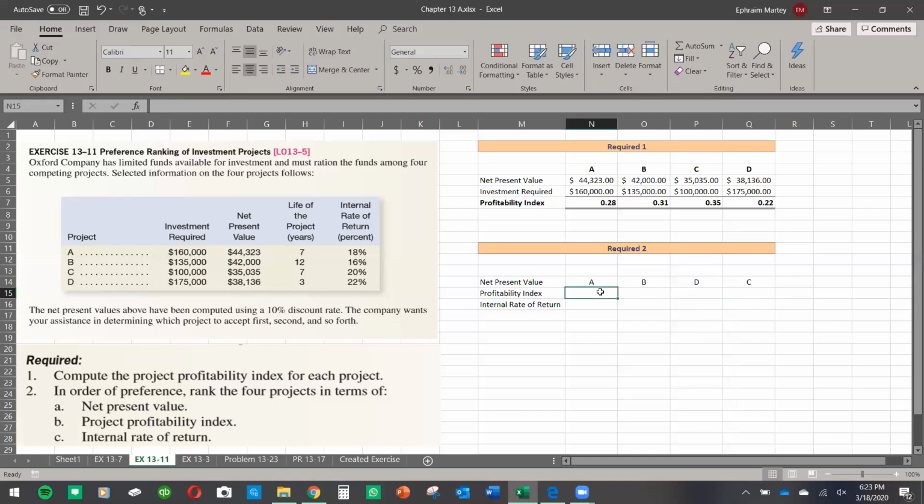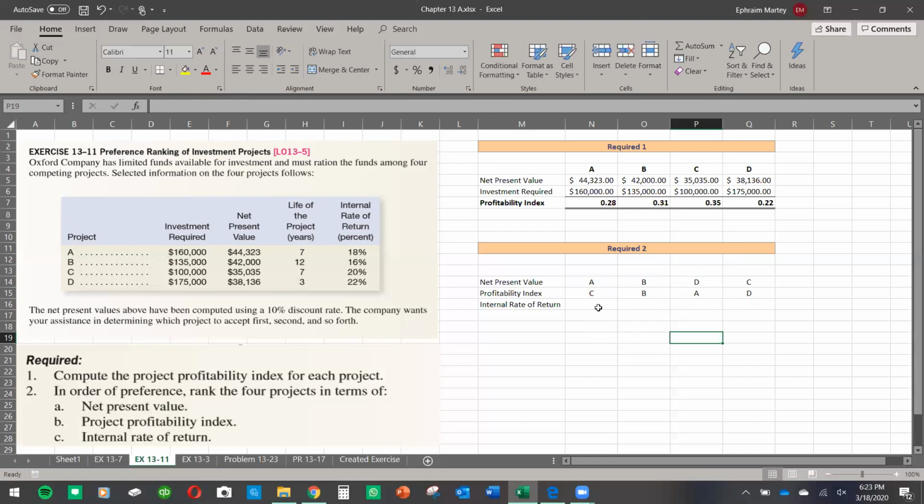Now profitability index. Which one is the highest? We have C, 35, because C has 35, that's the highest. The second highest is B. Third highest we will have A, because 0.28. And then D, obviously, will be the last one. It's bad, bad, bad boy.